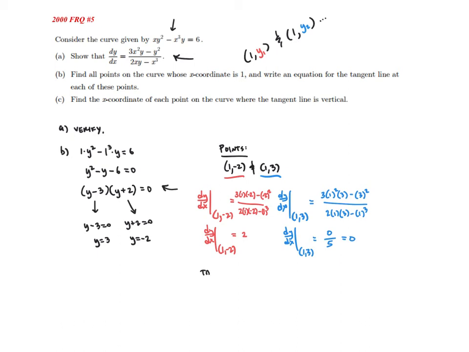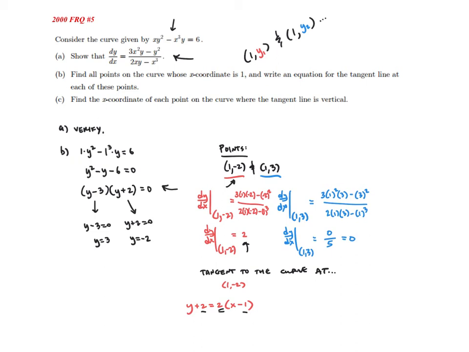So the tangent line to the curve at (1, -2) will be y minus negative 2 equals the slope of 2 times x minus 1. All right, I got the negative 2 and 1 from the original point, and I got the positive 2 from the slope that was yielded from the derivative function.